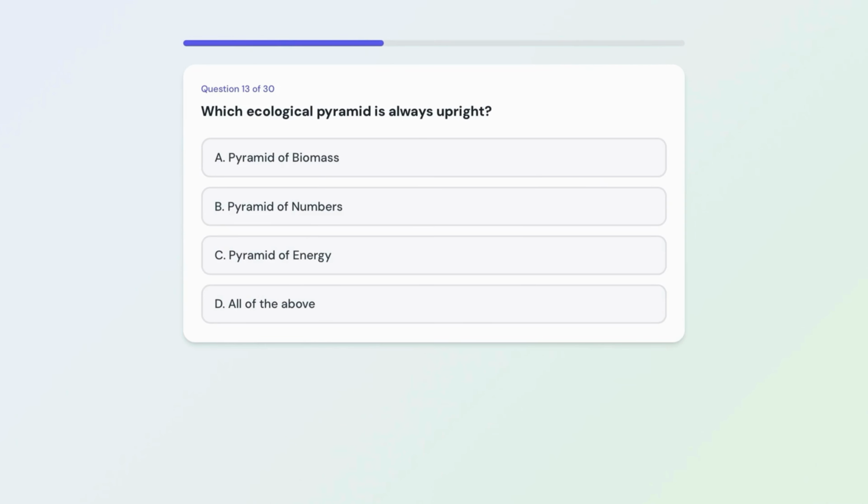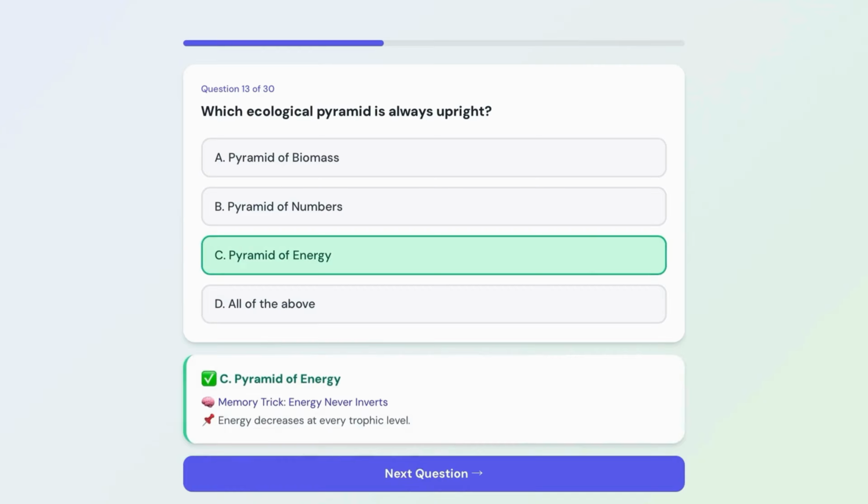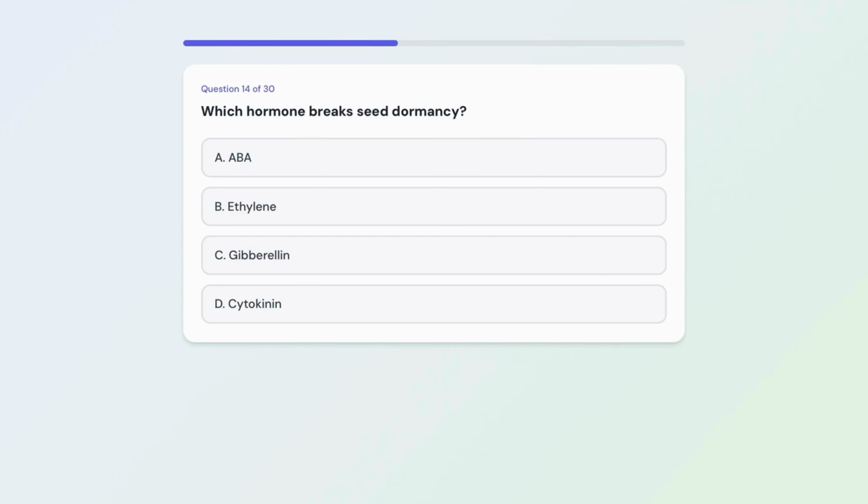Which ecological pyramid is always upright? Biomass, numbers, energy. It is the pyramid of energy, because at the bottom of the pyramid the energy is highest, which is plants, and as we go higher in the pyramid energy keeps decreasing.